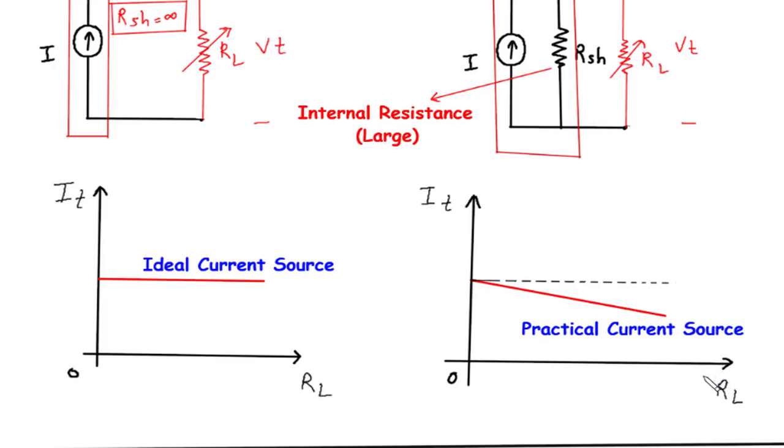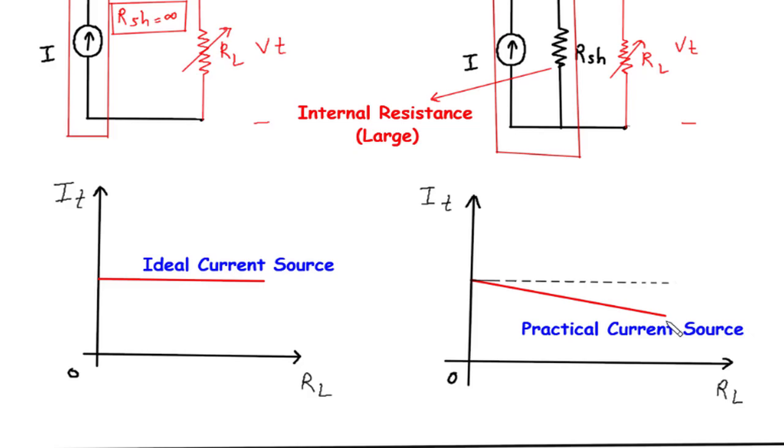Unlike the ideal model, the output current of a practical current source fluctuates depending on the load resistance and the internal resistance. As the load resistance increases, the output current decreases due to the voltage drop across the internal resistance. Consequently, the graph exhibits a declining slope, signifying a reduction in the output current as RL increases. This behavior arises from the fact that the internal resistance restricts the flow of current, resulting in a diminished output as the load resistance increases.